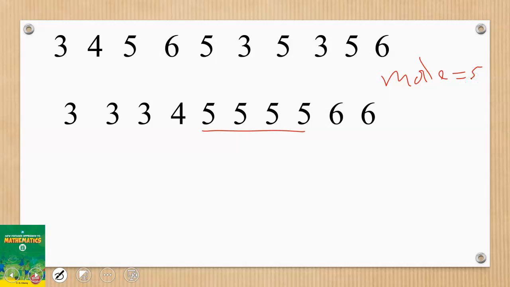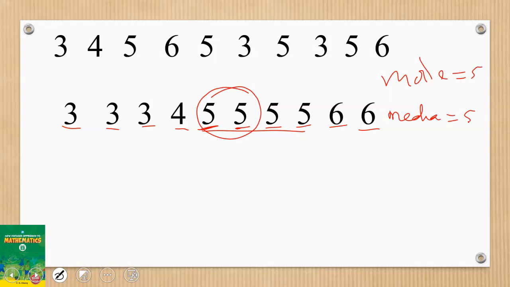How do we get the median? After arranging it in order of magnitude, we look at the middle number. That's what we've learned. So we count 1, 2, 3, 4, 5. Let's come backwards: 1, 2, 3, 4, 5. So the middle number becomes these two numbers, and then we find the average of that. So 5 plus 5 divided by 2 will still give us 5. So our median is equal to 5.